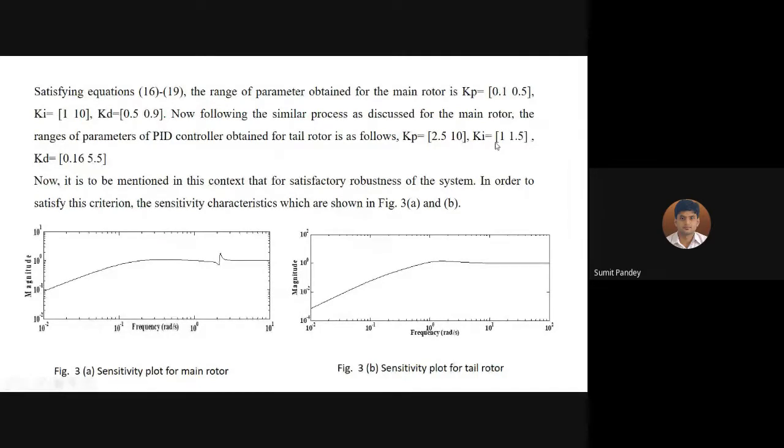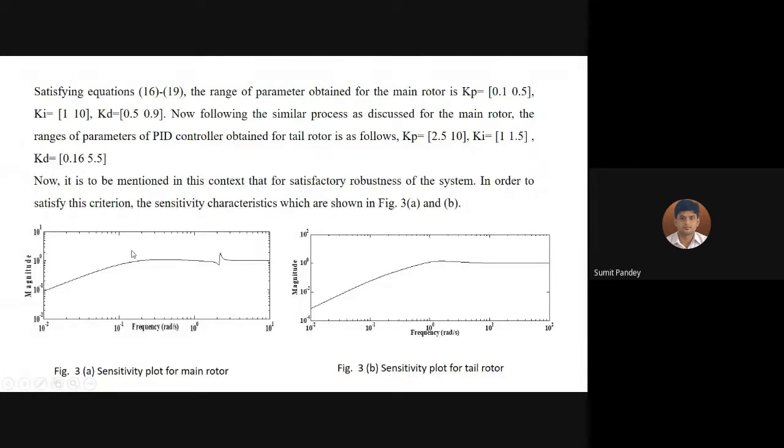Whereas for the tail rotor, it is 2.5 to 10, 1 to 1.5, and 0.16 to 5.5. Now, again, from this range of values, our other objective is to find the optimum value, for which value the system will show the best performance. And this has been obtained by the sensitivity characteristic of the system.